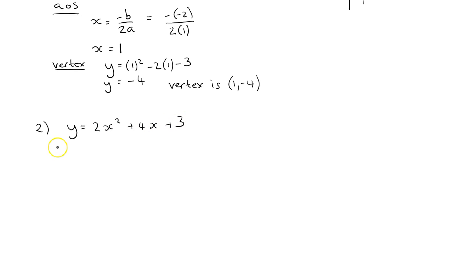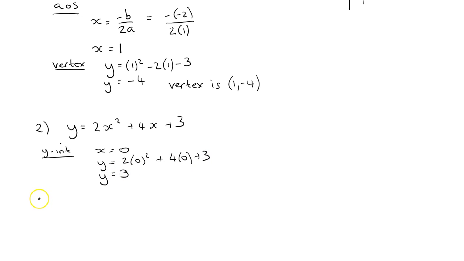So we start off the same. The first thing we're going to do is our y-intercept. For our y-intercept, remember, x is equal to 0. So we simply substitute that in. And we get a y-intercept of y equals plus 3.